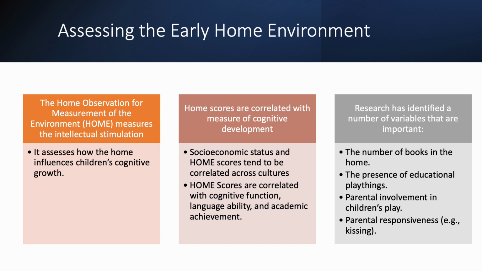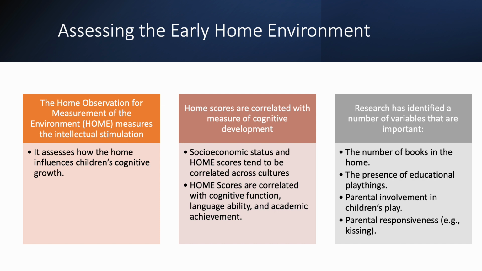Assessing the early home environment is important. The Home Observation for Measurement of the Environment, called HOME, measures the intellectual stimulation in a home. It assesses how the home influences children's cognitive growth. HOME scores are correlated with measures of cognitive development. Socioeconomic status and HOME scores tend to be correlated across cultures. HOME scores are correlated with cognitive function, language ability, and academic achievement.